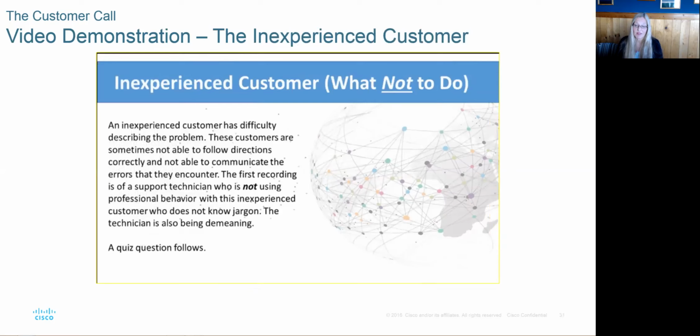Inexperienced customers: I can't, what's the start button? I don't know. What do you mean, is it plugged in? Which wire? There's so many wires back here. Oh my gosh, I don't know.